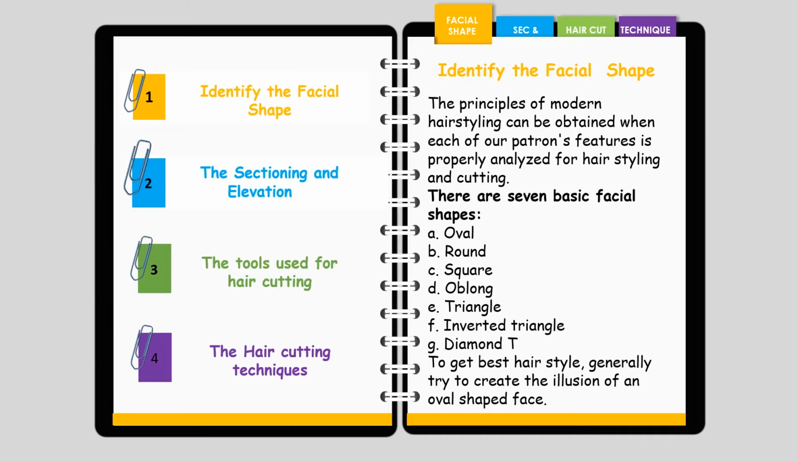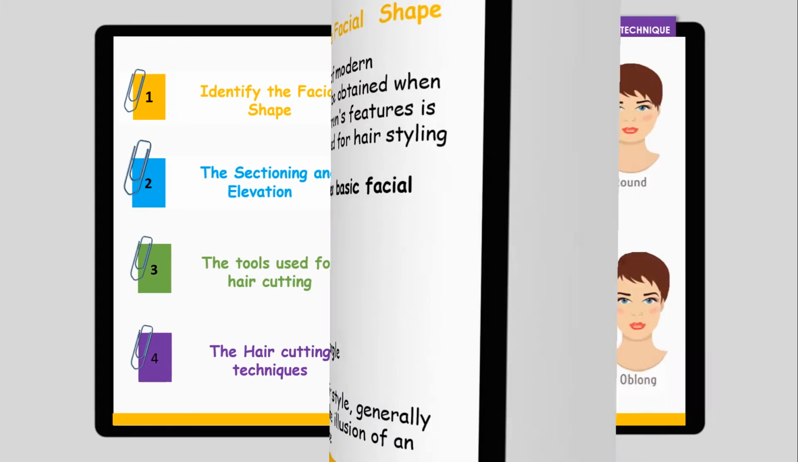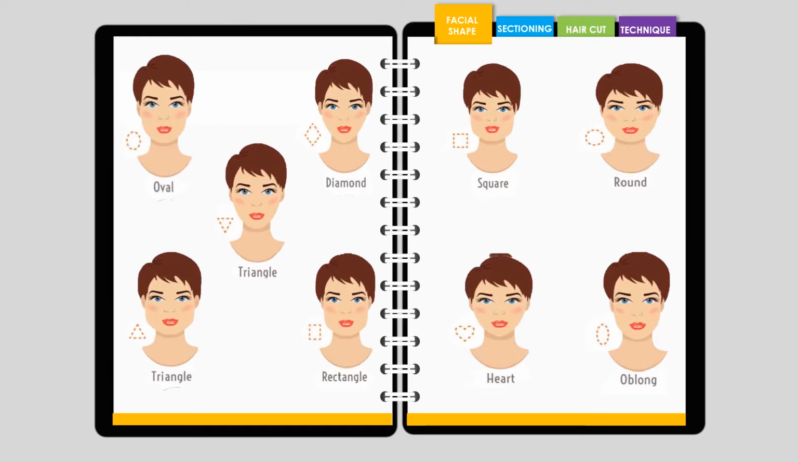To get the best hairstyle, generally try to create the illusion of an oval shaped face. The types of face: oval, triangle, diamond, rectangle, square, round, heart, and oblong.